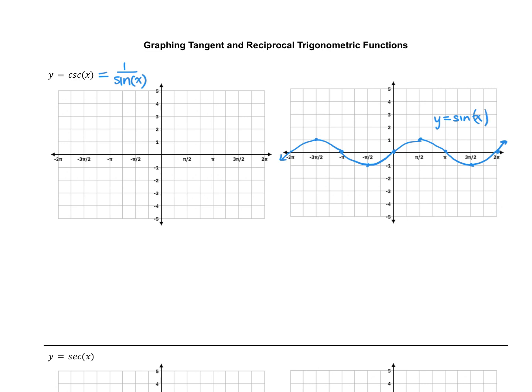From graphing rational functions, we know that vertical asymptotes come from the denominator. So our vertical asymptotes are going to occur when sine x equals 0, because that's what our denominator is. And sine x equals 0 at 0, pi, 2 pi, 3 pi, 4 pi, and so on. So I'm going to put my vertical asymptotes in the exact same spots.